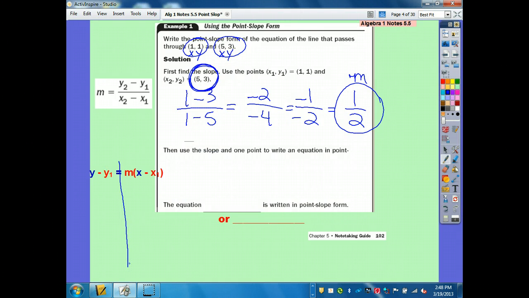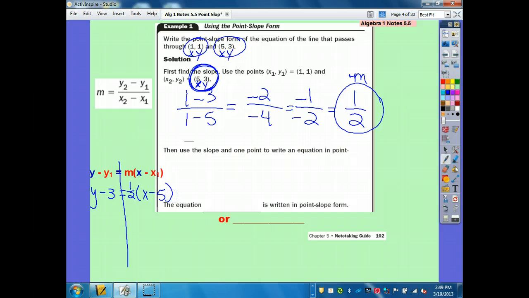Right, so now we know this first y stays the same. We don't substitute anything in for that. We don't substitute anything in for this first x. That stays the same. So y minus, what's my y that we're going to use here? 3. So y minus 3 equals, what's my slope? 1/2 times x minus, what's my x that we're going to use? 5. Alright, so now we substituted our numbers.